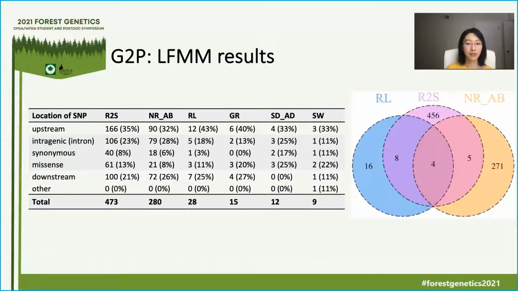The number of SNPs associated with more than one trait was also low in the G2P analysis. The highest degree of overlap was between root length and root shoot ratio with 12 SNPs, and between root shoot ratio and the number of rows on the abaxial side, 9 SNPs.